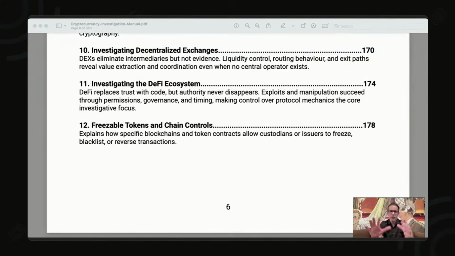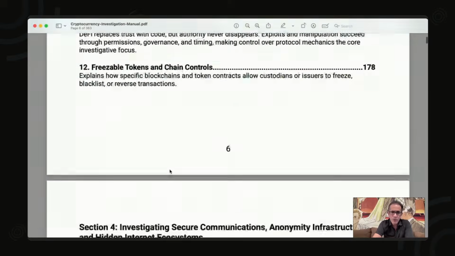Blockchains are not as decentralized as people think. Do you know that cryptos can be frozen at various levels, even on a public blockchain? So we're going to understand which blockchains these are, how exactly freezing can be done, and how that benefits the investigation. So we look into that.